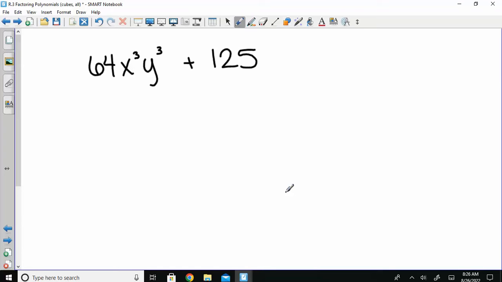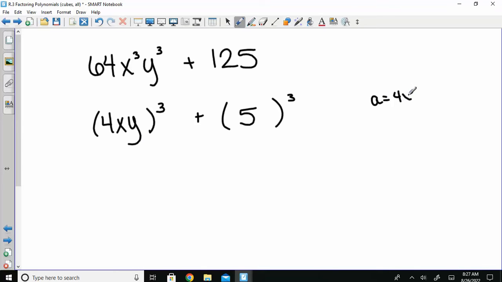All right, let's do a hard one. 64x cubed y cubed plus 125. So let's take a second before we actually do it and see if we can figure out what a and b are. We know we need something to the third plus something to the third in order to be able to do this problem, right? Do I have a GCF, first of all? No. Okay, so 64. What to the third is 64? 4x, and then we would have an x and a y. What to the third is 125? Okay. So that means in my formula, my a is 4xy, my b is 5.